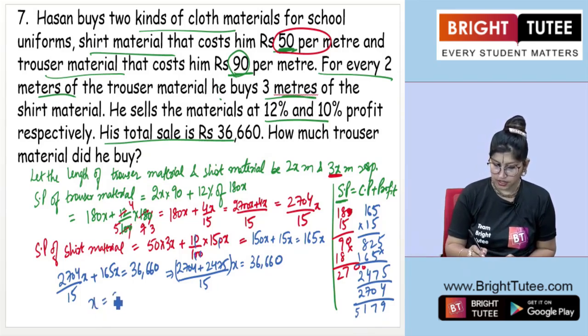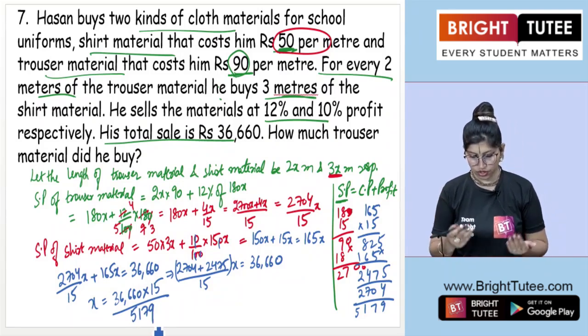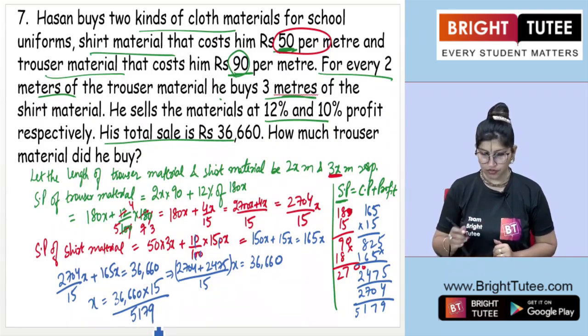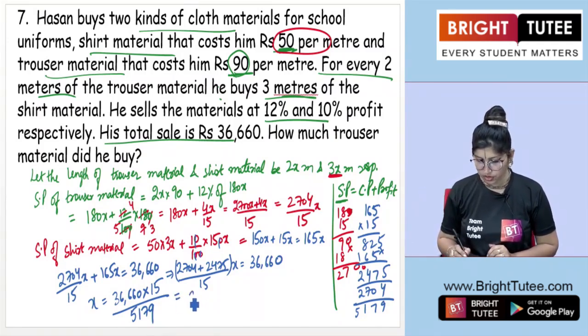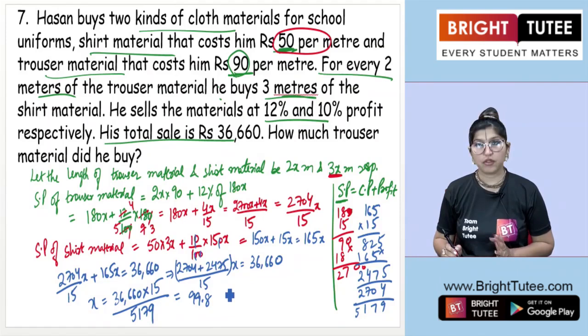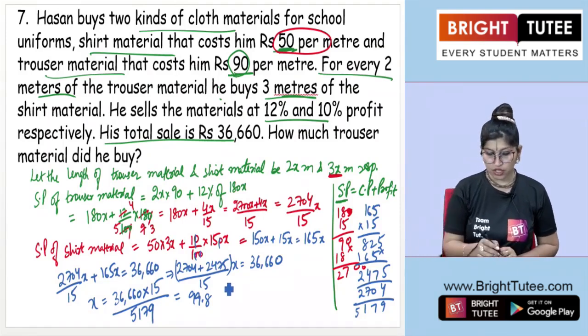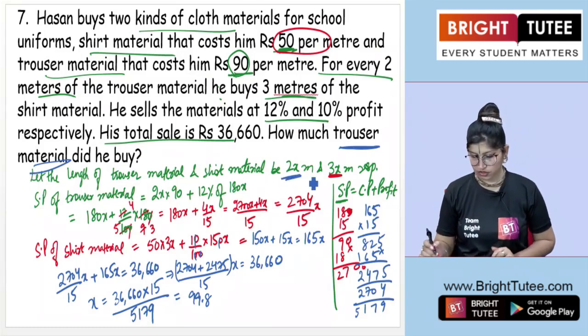So what will be x? 36,660 times 15 upon 5179. Now you can solve it up. Once you solve it, you need to cancel this out. So once you solve it, that will be somewhere around 99.8 or something, that will be the value of x, but they asked about trouser material. So the trouser material is 2x. So we can say that is approximately 100.